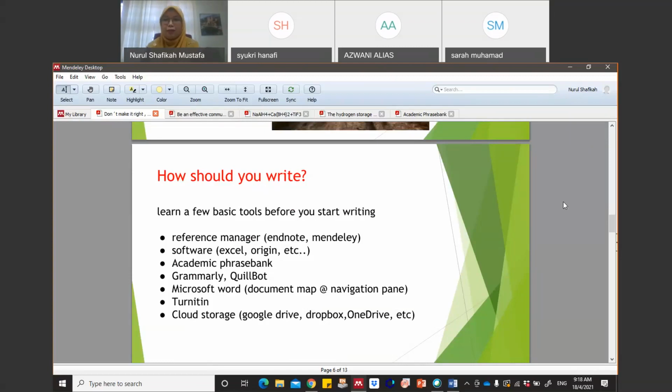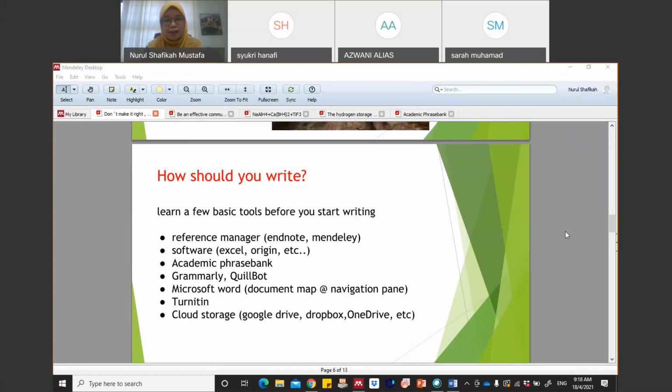For me, there are a few basic tools. Maybe there are a lot of other tools, but these are the basic tools. For me, it is very important for master's or PhD students to have at least these basics, which you must know first. For example, the first one is the reference manager. What is a reference manager? It is EndNote, Mendeley, for your writing and your references.